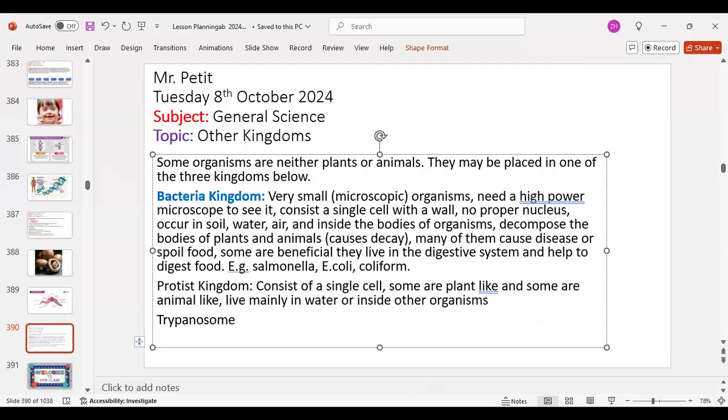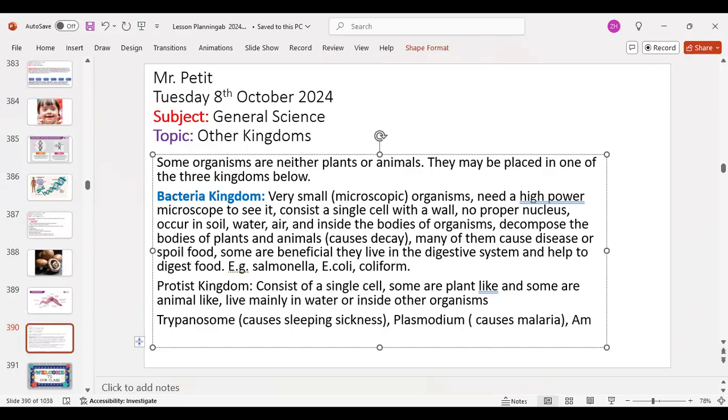That's one we just saw. That causes sleeping sickness. And you have the Plasmodium that causes malaria. Anyone ever heard of malaria before? Yes, sir. That's the thing that comes from mosquitoes.